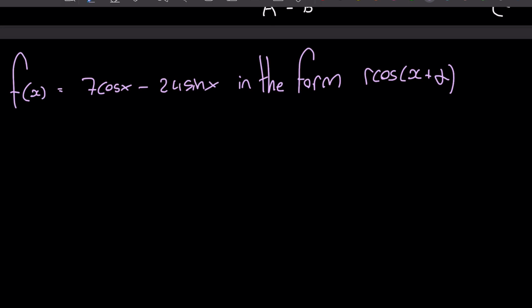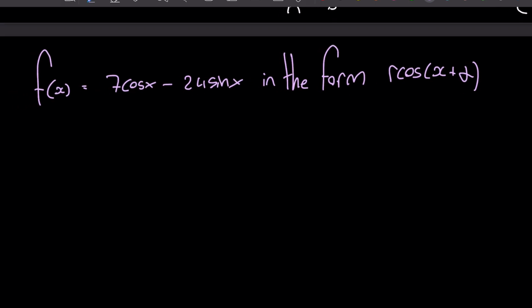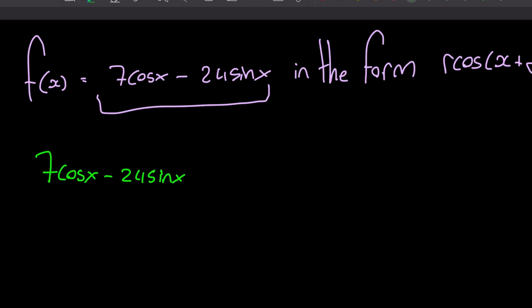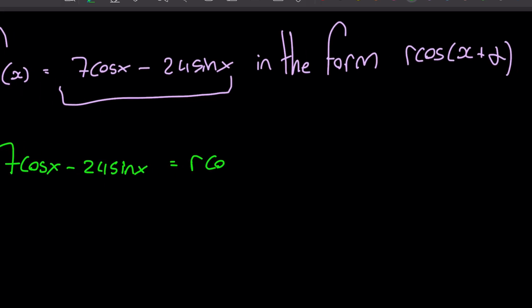Okay, so what do we want to do? We want to just write it in the form. So we know if this can be written in another form, then it should be equal to this other form, right? So to do that, we're just going to rewrite this as 7 cos x minus 24 sin x should be equal to the other form, which is going to be r cos(x plus alpha). So when we see something like this, we know we can expand it.